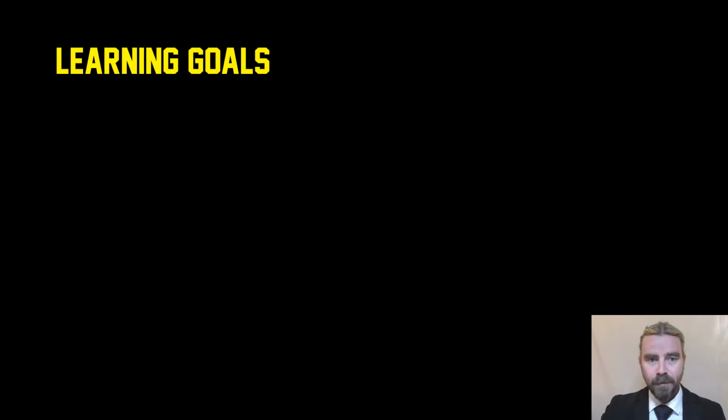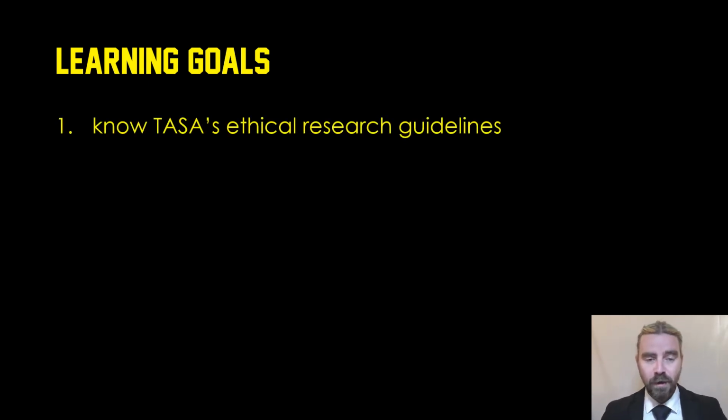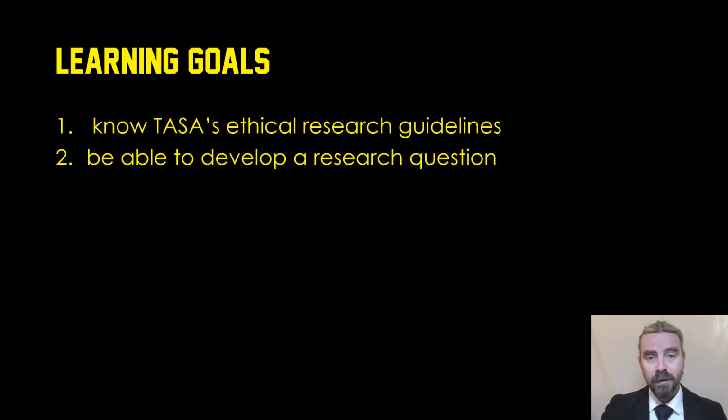Okay, learning goals. First one, you're going to know TASA's ethical research guidelines. That's the Australian Sociological Association. Know their guidelines, and you're going to be able to develop your own research question. You're just going to come up with a question, you're not going to answer it, and we're going to do that because while research methods are in the study design, they're not actually assessed. Your research skills are not assessed. Your knowledge of research methods is assessed.